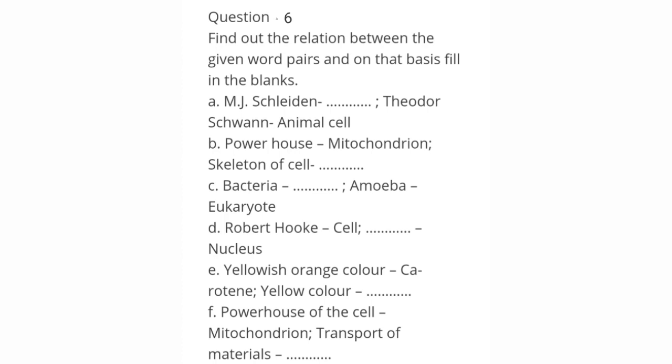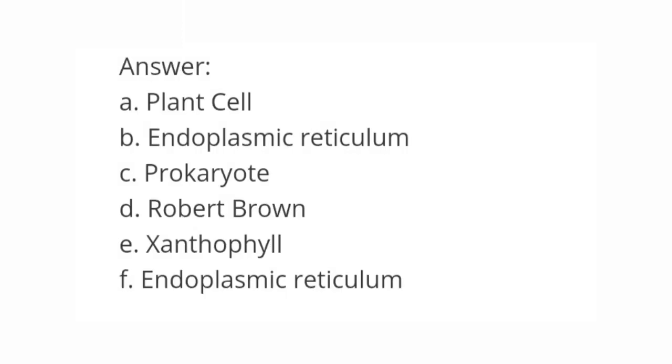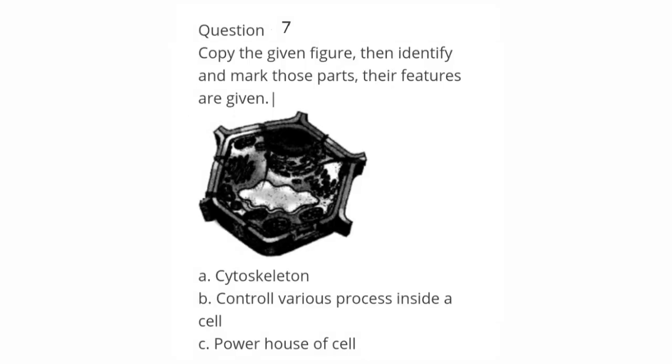Question number 6. Find out the relation between the given word pair and on that basis fill in the blanks. Answer. A. Plant cell. B. Endoplasmic reticulum. C. Prokaryote. D. Robert Brown. E. Xanthophyll. F. Endoplasmic reticulum.